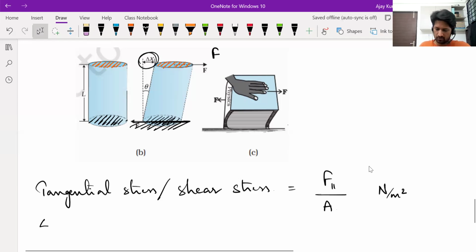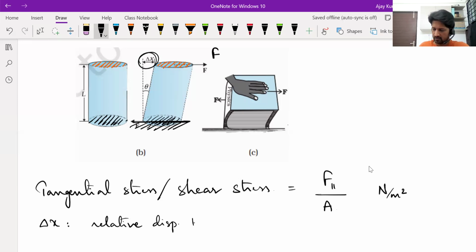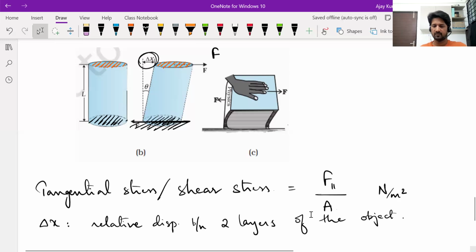So how would you define delta x? It's the relative displacement between two layers of the object. Compared to one layer, how much extra displacement the other layer undergoes. We took the bottommost layer as the reference. With respect to the bottommost, the topmost slides by delta x. You can take any other layer also as reference.